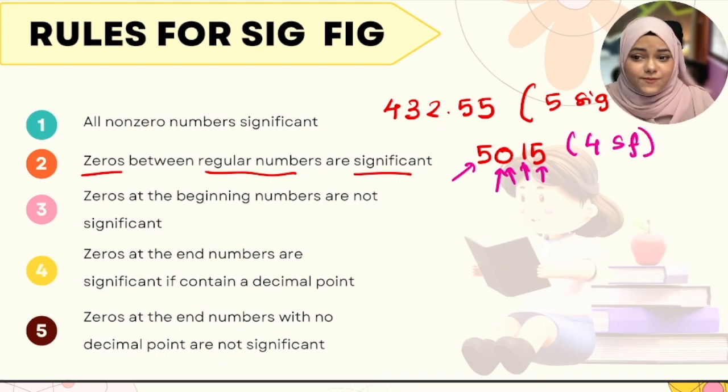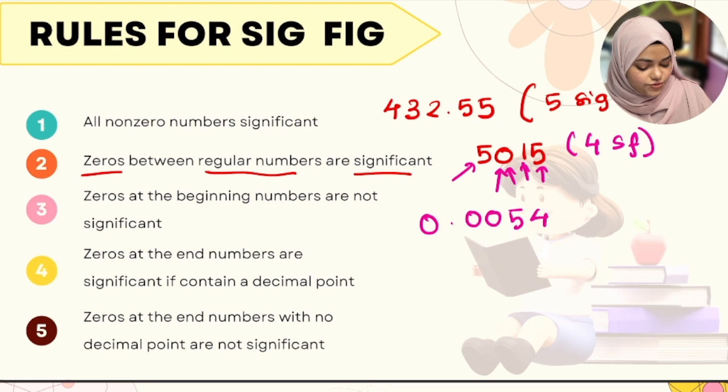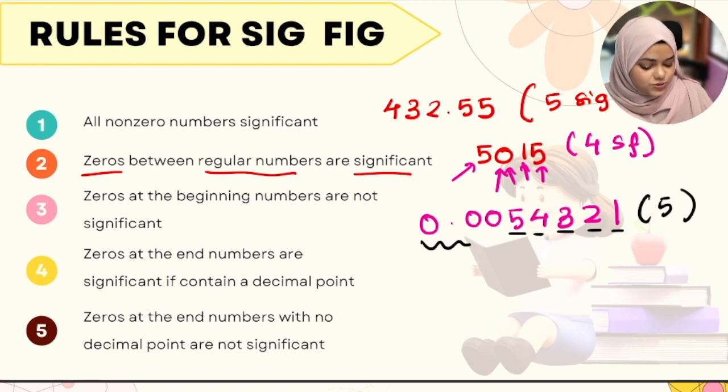The zeros at the beginning of numbers are not significant. So let's say we have 0.00543221. Guess how many sig fig we have? As we can see, we have 5, 4, 3, 2, and 1. That means we have 5 significant figures. And these 3 zeros in the beginning are not significant.